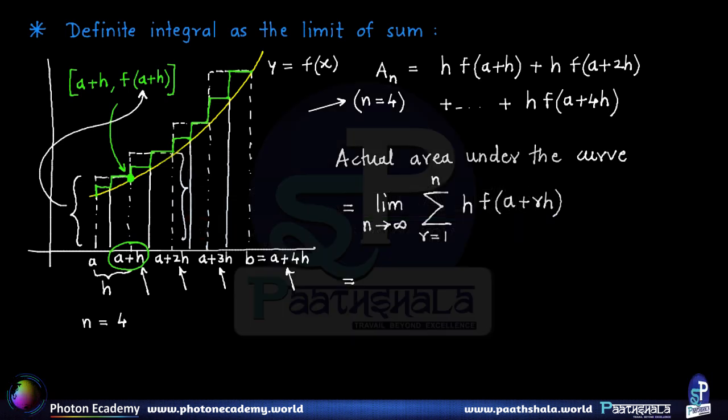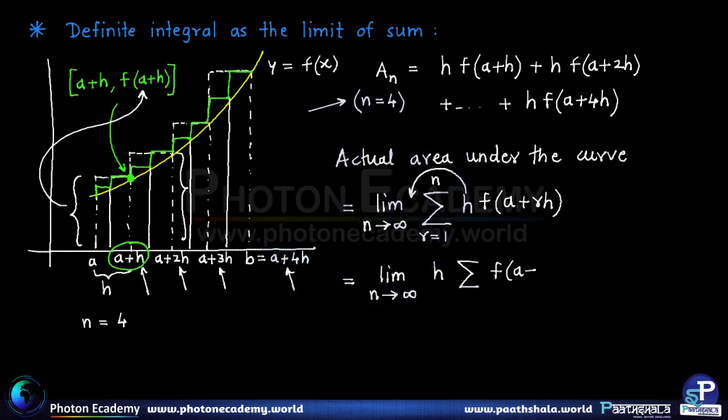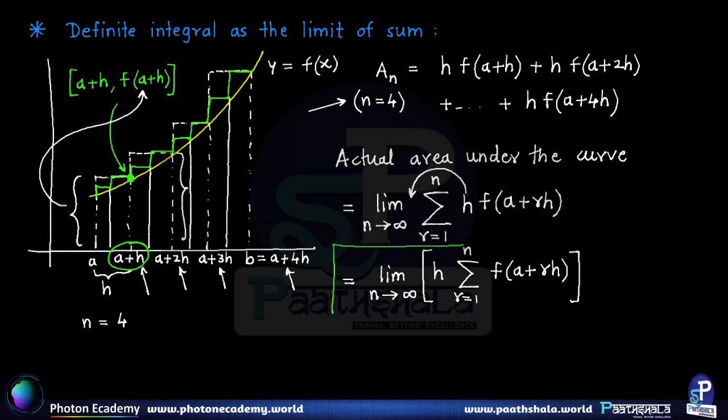Now of course we can bring the h outside the summation because it is not dependent on r, so we can write this as h times the summation of f of a plus rh, where r varies from 1 to n. So this is the final formula to calculate the area under the curve, which is nothing but the definite integral as the limit of this particular sum.